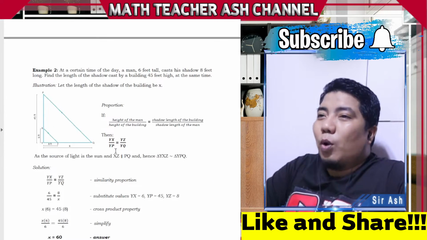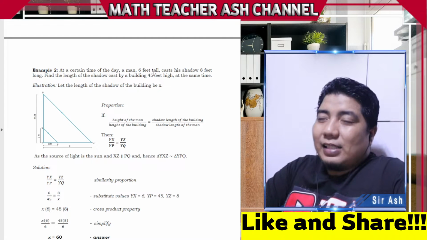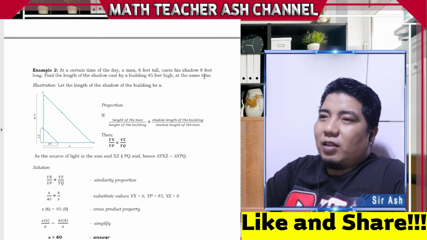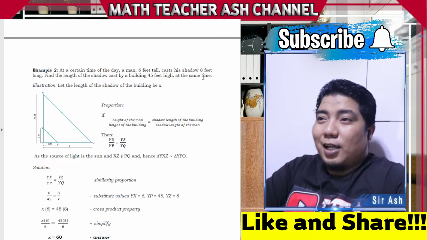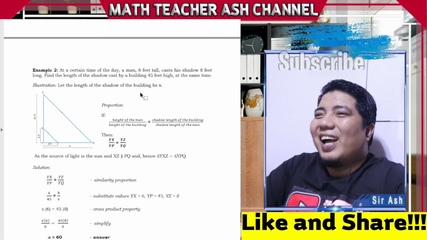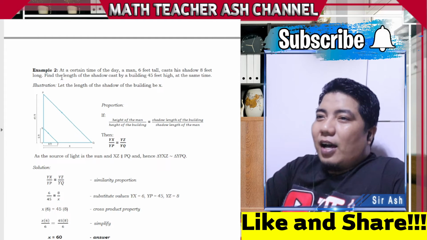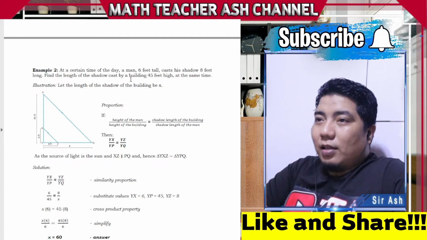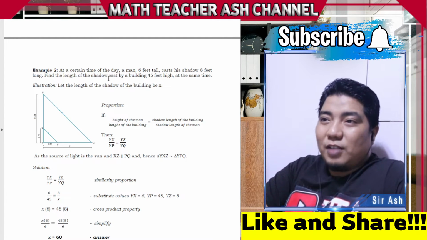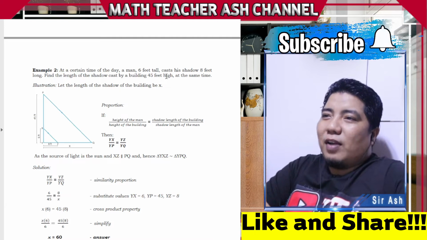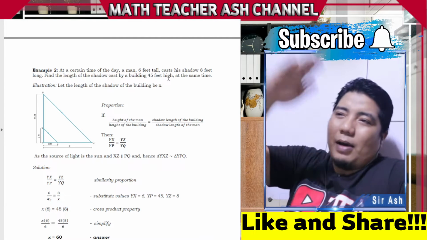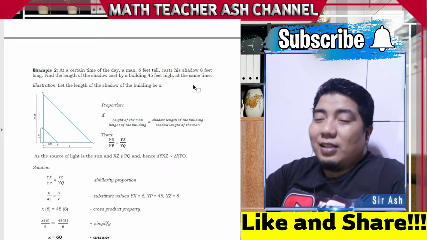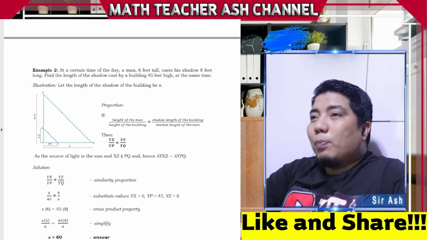Okay, example number 2. At a certain time of the day, a man 6 feet tall, so yun ang height ng tao, cast his shadow 8 feet. Oh, mas mahaba yung shadow niya kaysa sa height niya. Sana all. Okay, so 6. And then, at the same time, find the length of the shadow cast by a building 45 feet high. So, 45 feet ang haba ng building. So, ano daw ang shadow ng building na ito? On the same time of the day. Okay. So, palakihin natin.